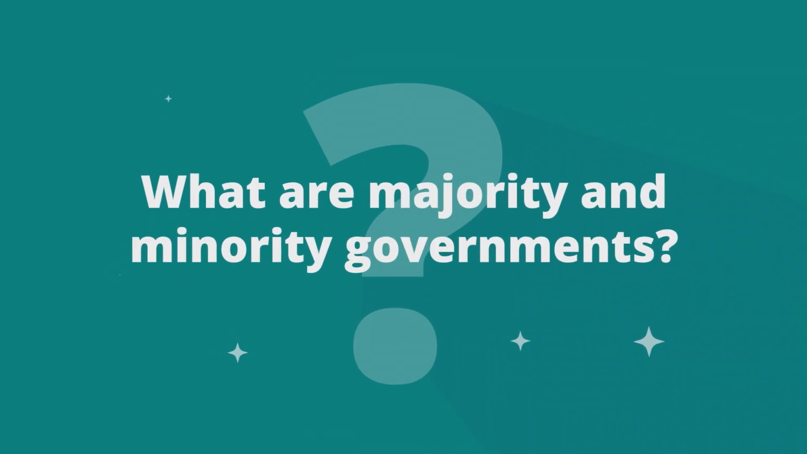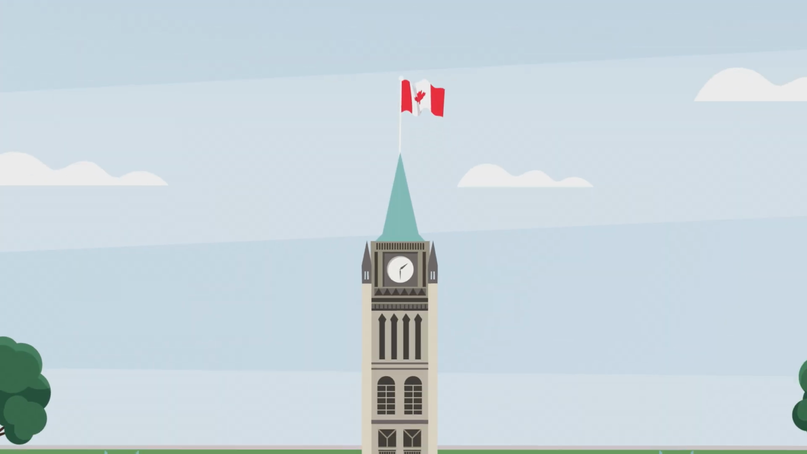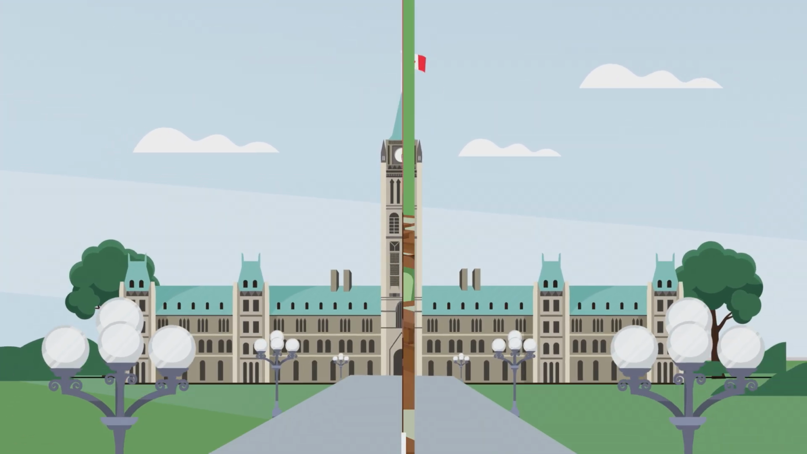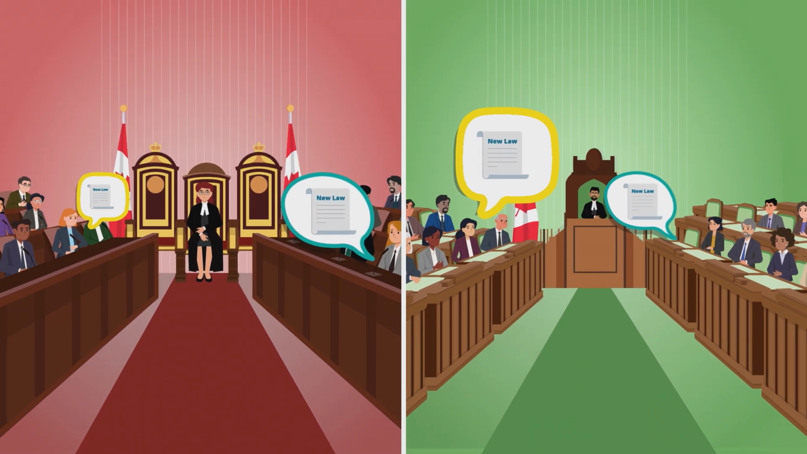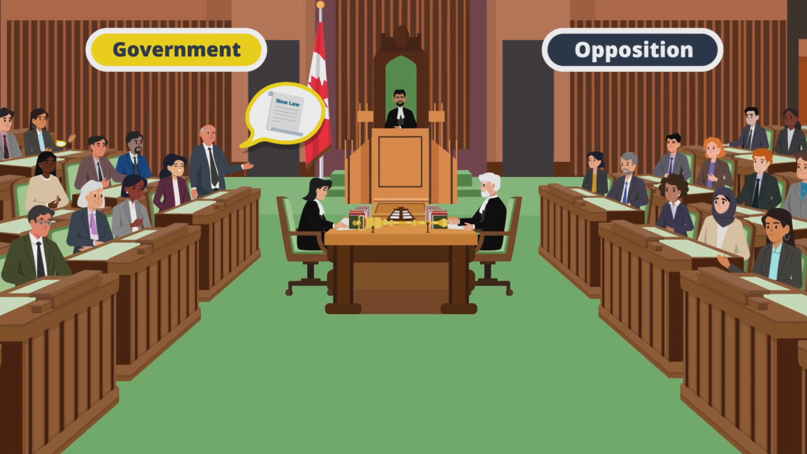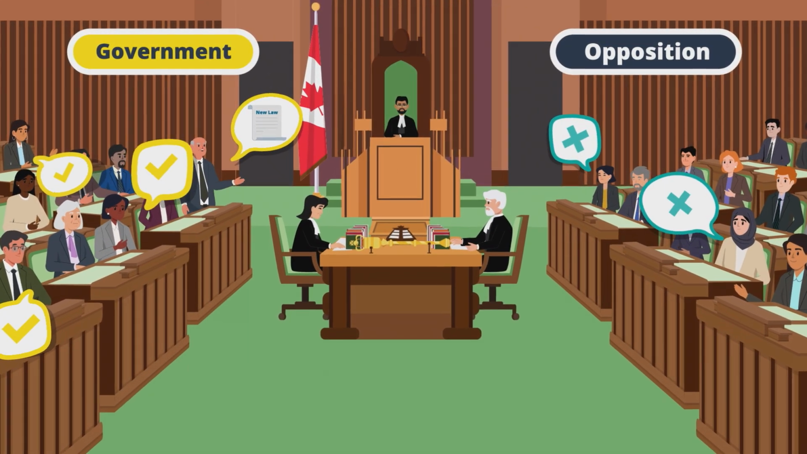What are majority and minority governments? Parliament is Canada's federal legislature. It's where our representatives gather to debate issues and pass new laws. It's also where the government and the opposition meet to exchange their views on how the country should be run.